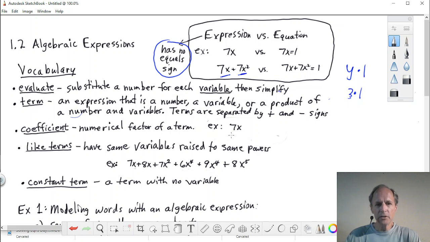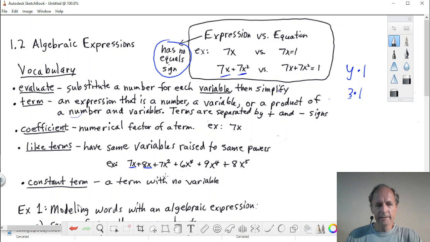So get these terms down. Like terms have the same variables raised to the same power. Any terms that have the same variables raised to the same power, they're called like terms. So we have some like terms in this example. 7x is the first term. Are there any other terms that have the same variable raised to the same power? Yeah. 8x happens to be right next to it. Even if the 8x was over here somewhere, it would still be a like term. So 7x, we'll put a single line under them to show they are like terms.